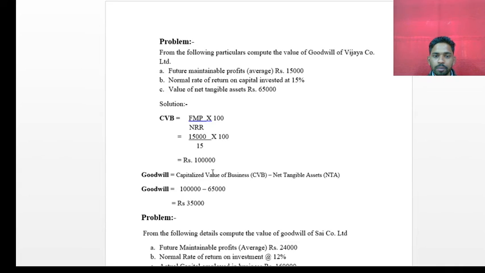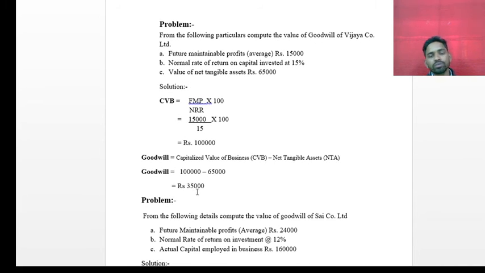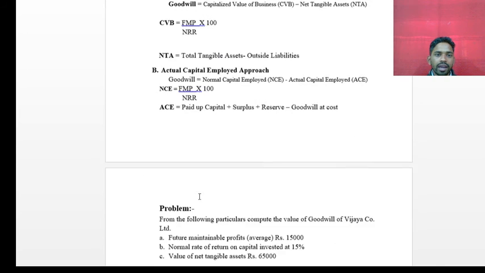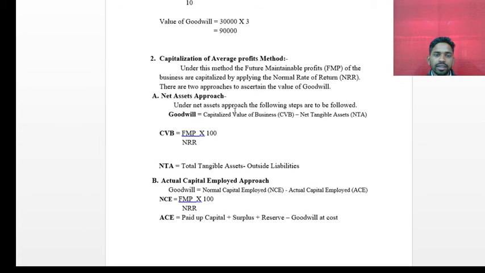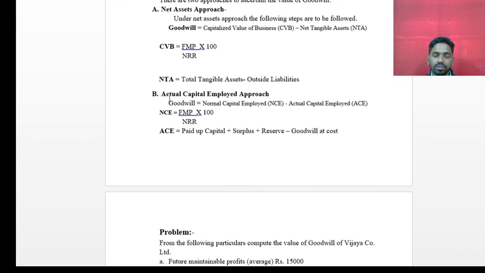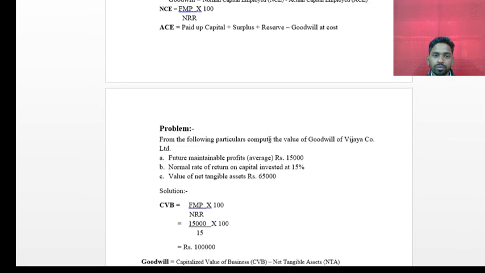Now put in this: capitalized value of business is 1 lakh minus net tangible assets. The value of net tangible assets is given as 65,000. So now calculate the goodwill. Goodwill is equal to 1 lakh minus 65,000, and the answer is 35,000. That is the goodwill value. Like this you have to calculate under the net assets approach.